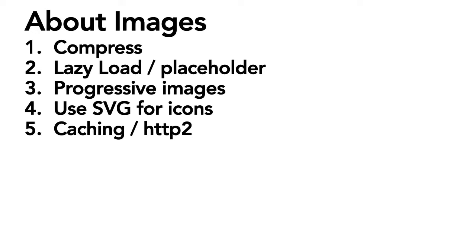And the last one is caching. It's static, so we should cache it with browser cache and a CDN cache. And of course, for SVG, we should inline it. Or for the other images, we should support HTTP2, right?